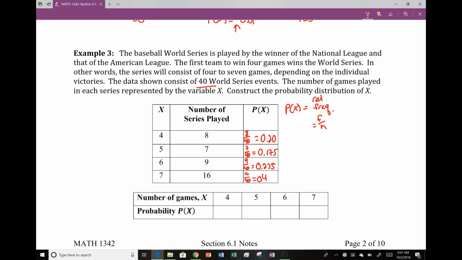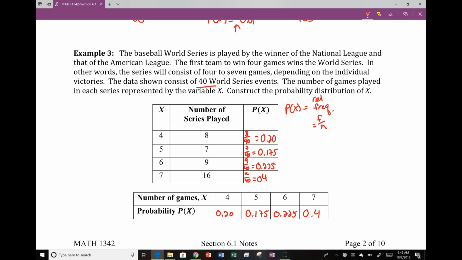So whenever I'm looking at these, the probability that we played 4 games in the series is 0.20. The probability that we had to play 5 games is 0.175. The probability that 6 games were played in the series is 0.225. And the probability that we had to play all 7 games is 0.4.